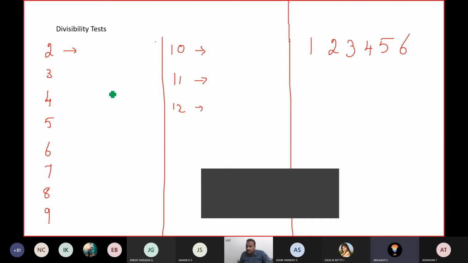Yes, sir. Okay, how will you check whether a number is divisible by 2 or not? Last digit is even. Very good. Or in other words, I can say the last digit should be divisible by 2. Correct? Okay. Is this number divisible by 4? The same number. Is this divisible by 4?